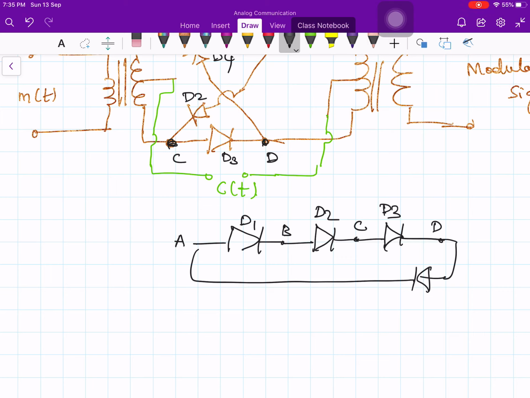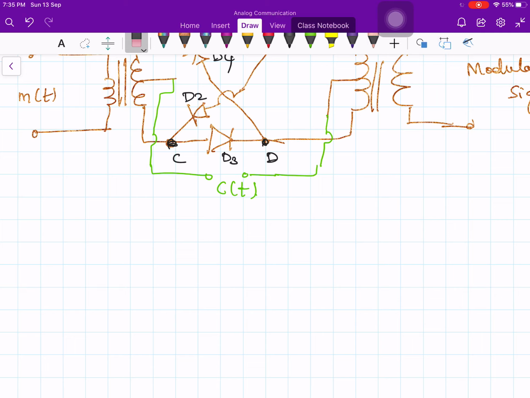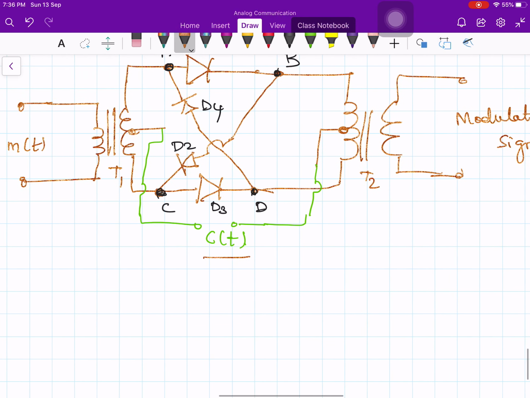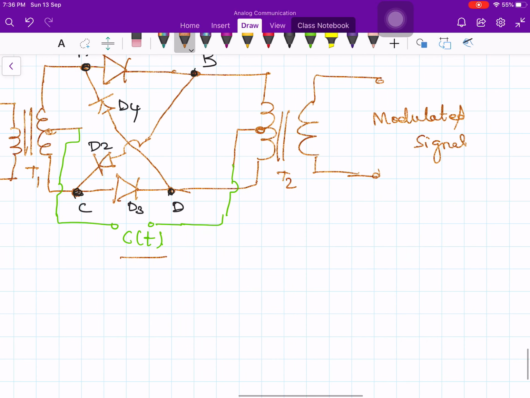Okay, we applied the carrier signal here. Let me write this, I need space. C of t, the carrier voltage, is applied between the center taps of the two transformers. So I have transformer T1 and T2, both are center tapped. Your message is given in the primary of this center tapped transformer, and this one is your modulated signal output voltage. Let me call this modulated voltage s of t or something else.